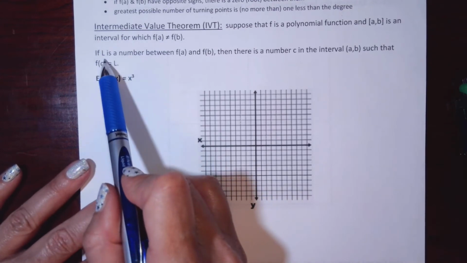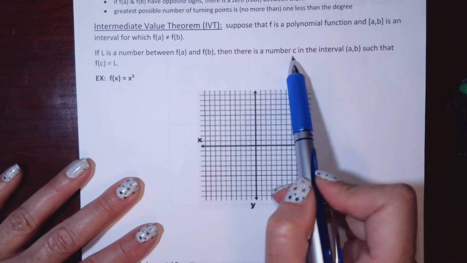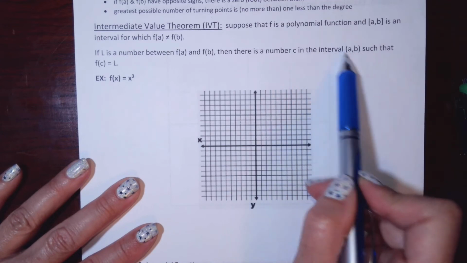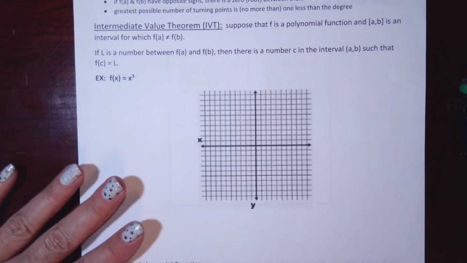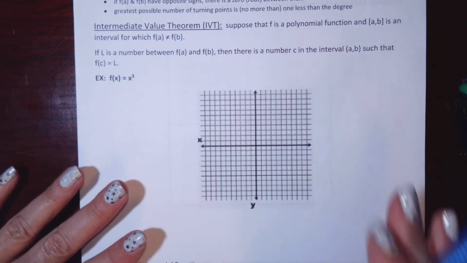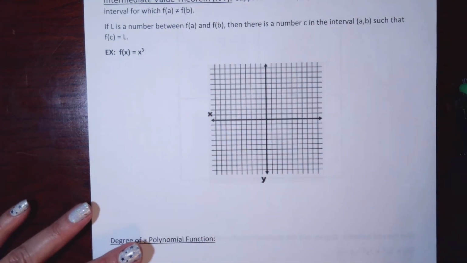If L is a number between f(a) and f(b), then there's a number c inside that interval so that when I plug it in, I get that answer. Okay, that was really tricky. Let's put it into practice and see what it means.